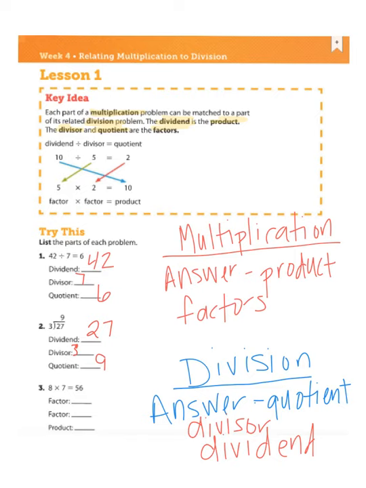Number 3, let's take a look at the multiplication problem. 8 times 7 is 56. Well, my product is my answer in a multiplication problem, so I know my product here is 56. And my two factors are 8 and 7.